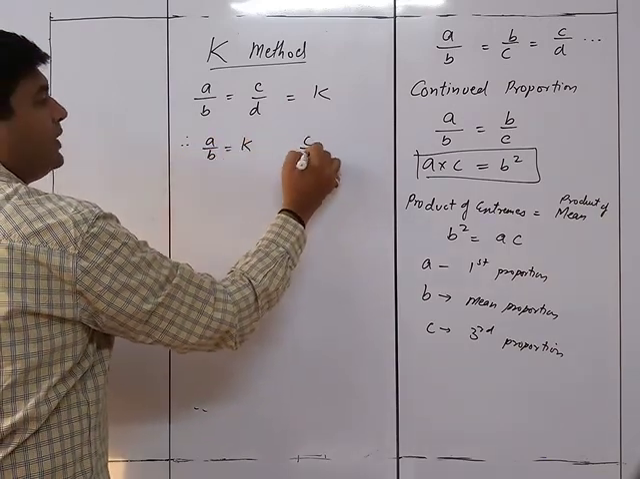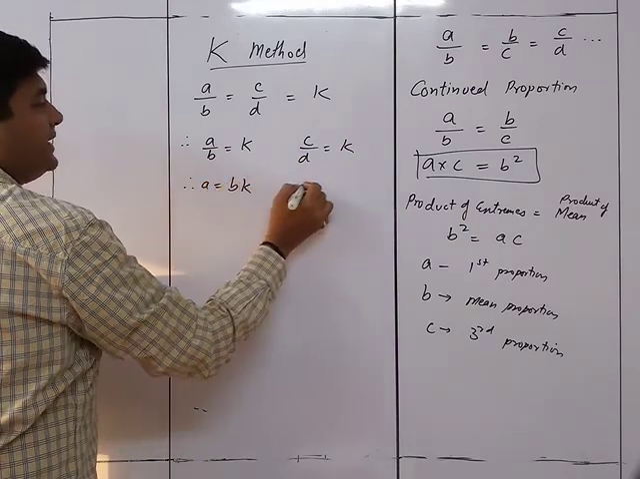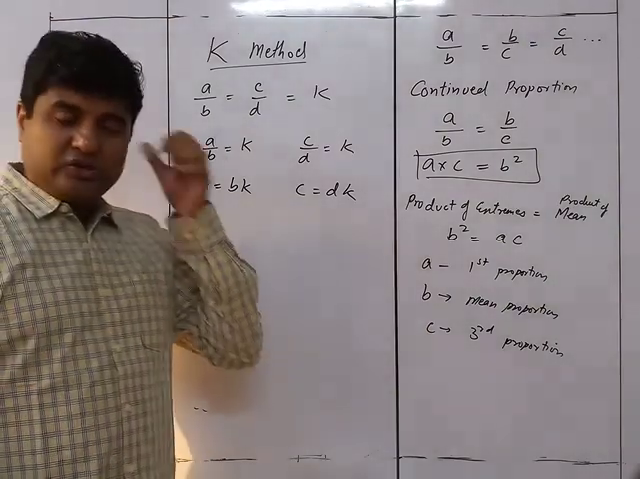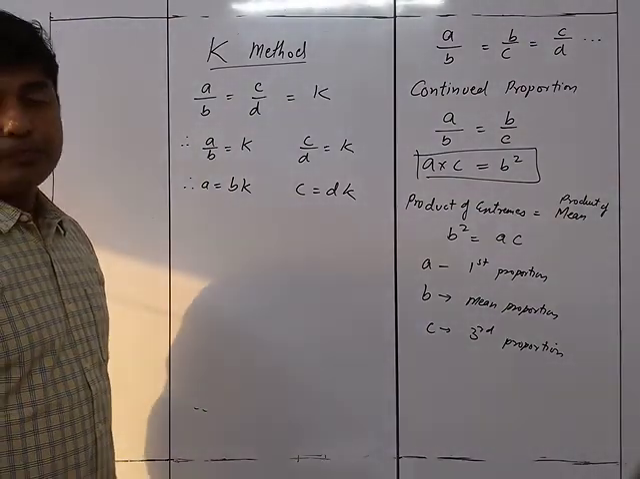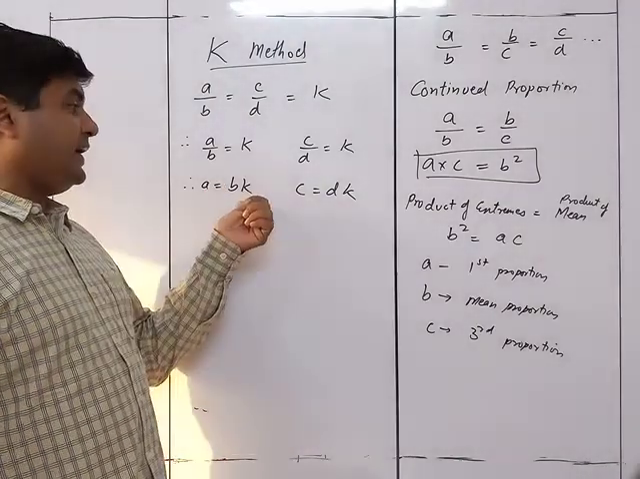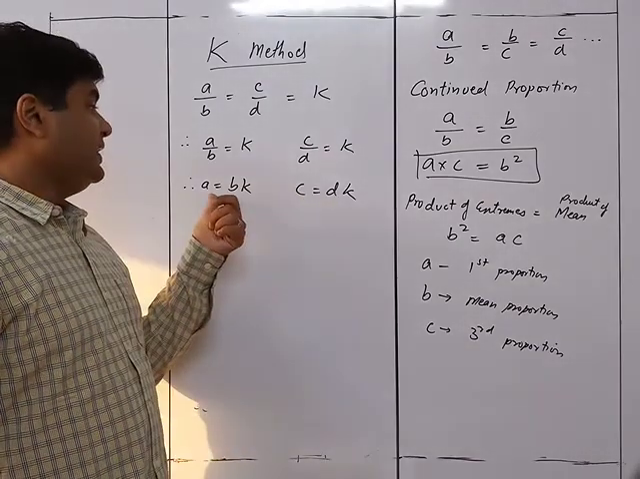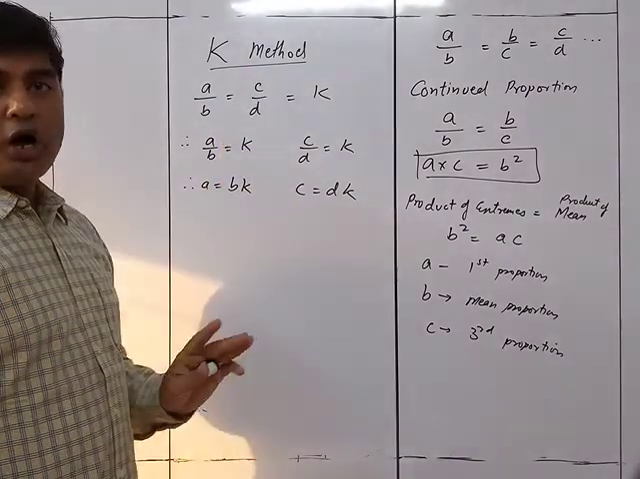And C upon D is equal to K. Therefore, A is equal to BK and C is equal to DK. This is the substitution you are going to do in the question that is given for proving. Put all the values of A as BK, put all the values of C as DK, and then solve. So A is equal to BK, C is equal to DK if it is normal proportion.